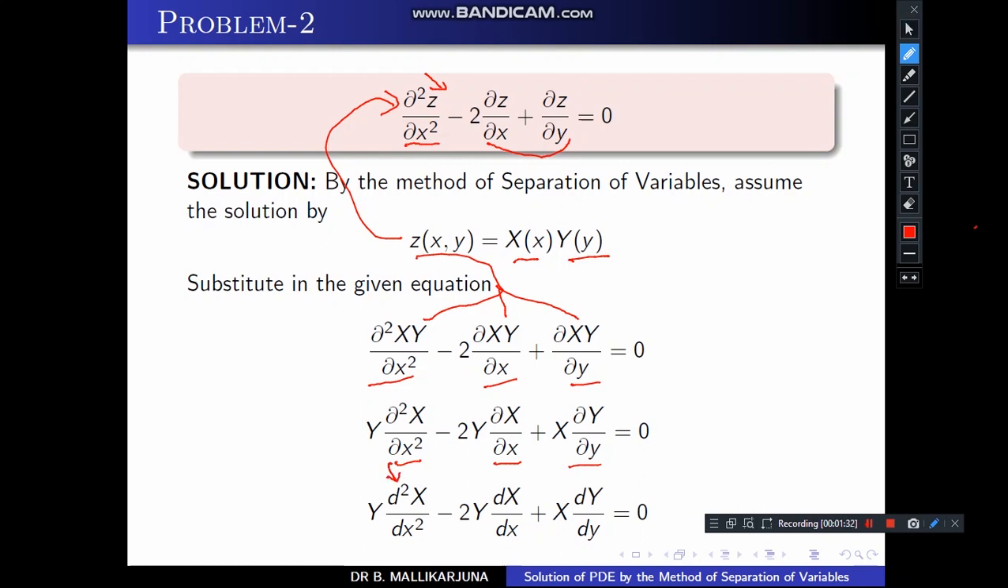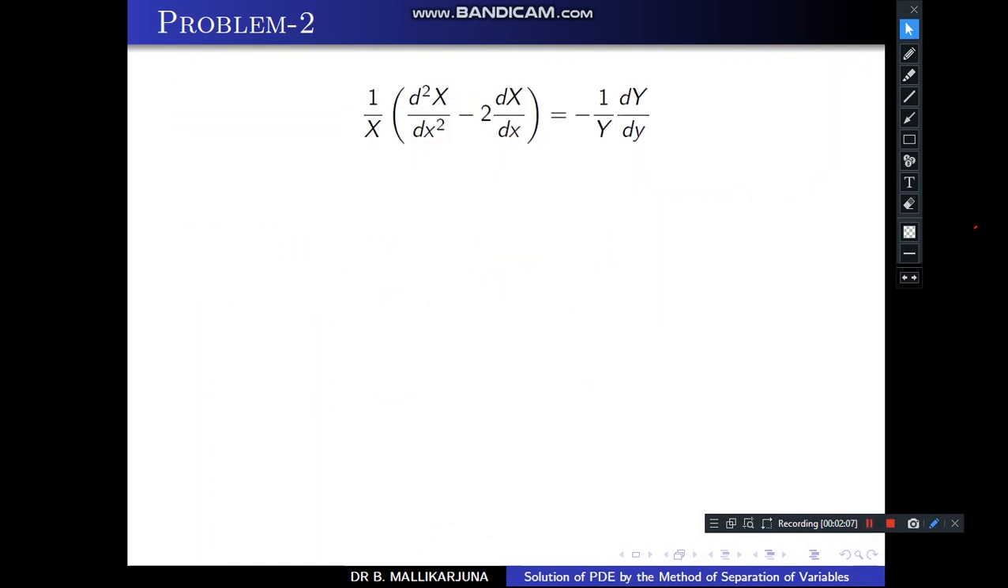Now we regroup the corresponding variables and separate on both sides. It is just like, observe here, from the first two terms Y is common, and taking the second one to the right hand side and separating the corresponding variables. Let us see what we will get. See, 1 by X d square X by dx square minus 2 dX by dx is equal to minus 1 by Y dY by dy.